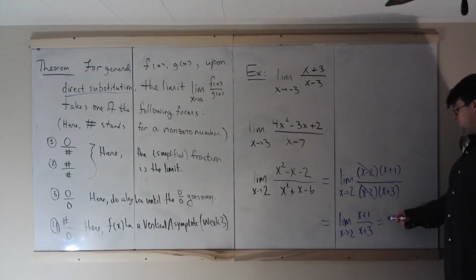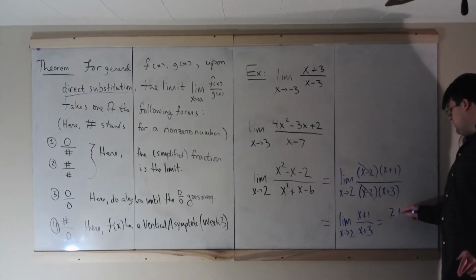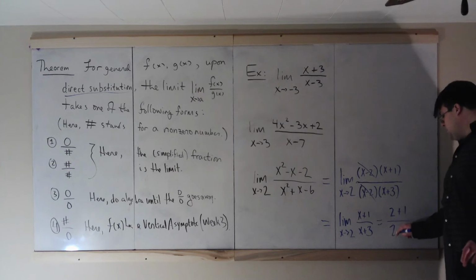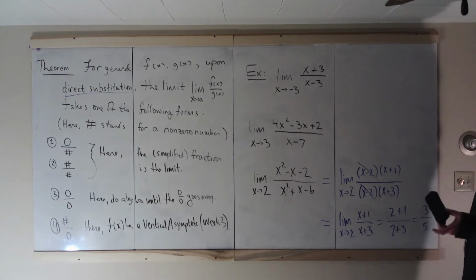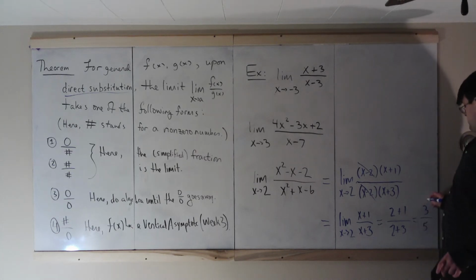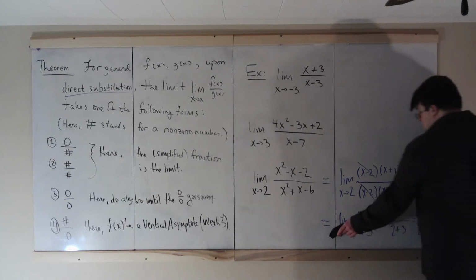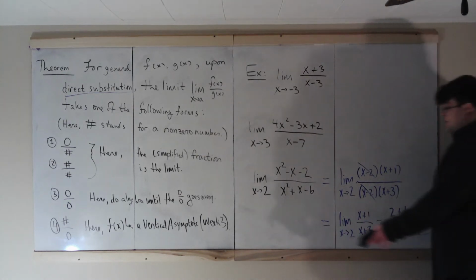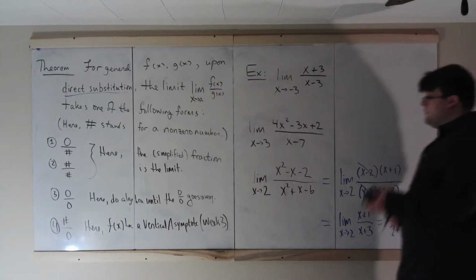What happens if you do a direct substitution here? Well, you get 2 plus 1 on top, and you get 2 plus 3 on the bottom. So what does that equal? 3 over 5. 3 over 5 is a number. We're in case 2. So that limit equals 3/5, but that limit also equals the original limit. So the original limit equals 3/5 as well.